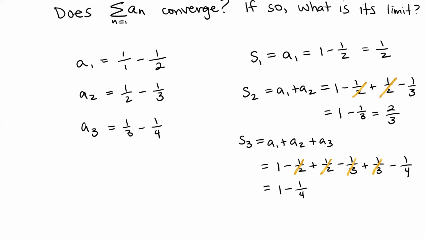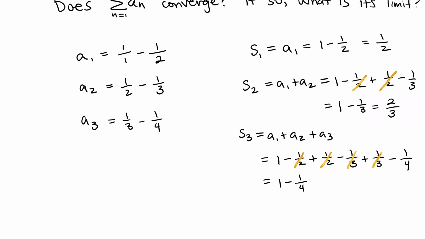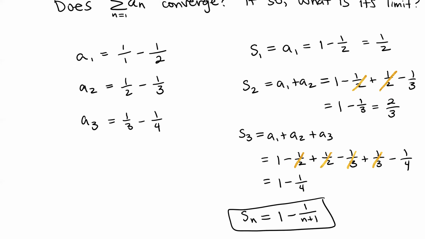Okay. We hopefully are starting to see this pattern here. We could probably figure out that Sn is equal to 1 minus 1 over n plus 1. So our nth partial sum is equal to 1 minus 1 over n plus 1.